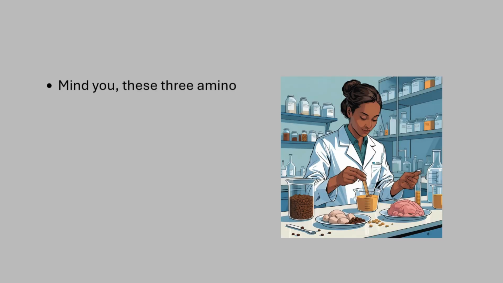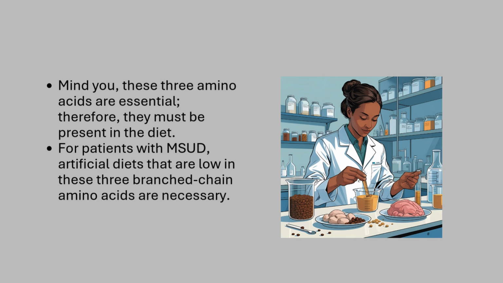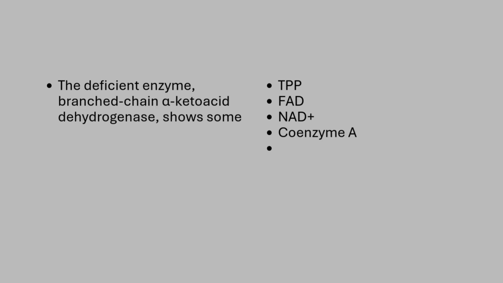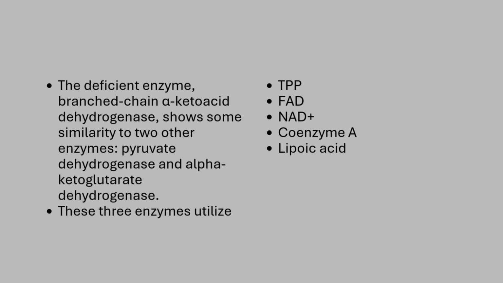Mind you, these three amino acids are essential, therefore, they must be present in the diet. For patients with MSUD, artificial diets that are low in these three branched-chain amino acids are necessary. The deficient enzyme, branched-chain alpha-keto acid dehydrogenase, shows some similarity to two other enzymes, pyruvate dehydrogenase and alpha-ketoglutarate dehydrogenase. These three enzymes utilize 5 coenzymes for their catalytic activities: TPP, FAD, NAD+, coenzyme A, lipoic acid.